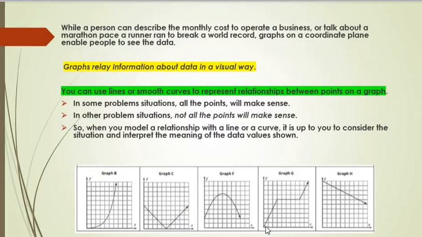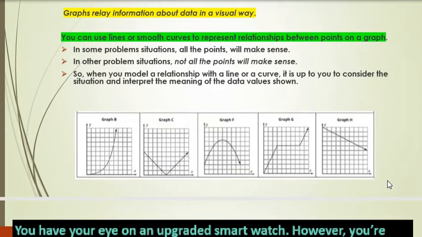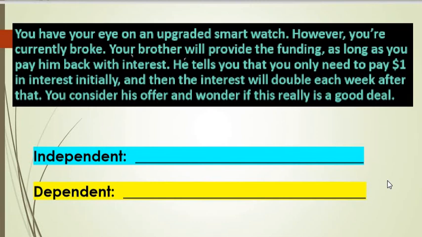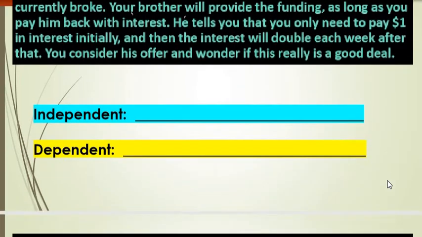This one, graph G, is a piecewise. It is increasing from left to right. It stays constant and then it goes up. It is increasing from left to right. This is a piecewise graph, and this here is a linear graph on graph H. It is decreasing from left to right. It is steady as a straight line. It is constant.